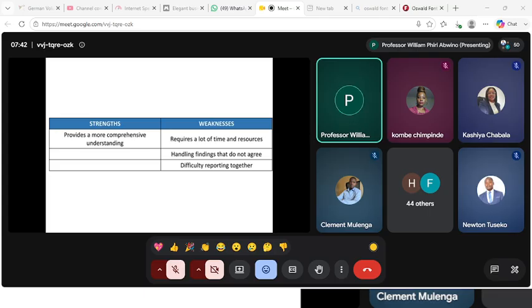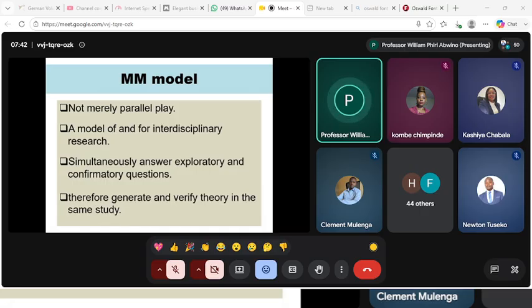The mixed methods model is not merely parallel play. Don't think it's just this one going along, this one going along. No. It is a model of and for interdisciplinary research, that's the meaning. And also it simultaneously answers exploratory and confirmatory questions. So let's go.